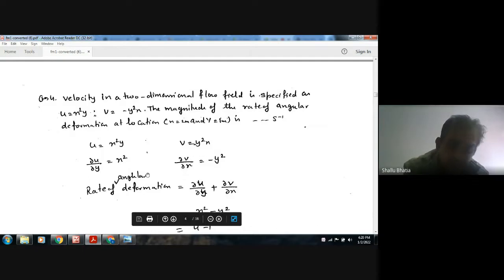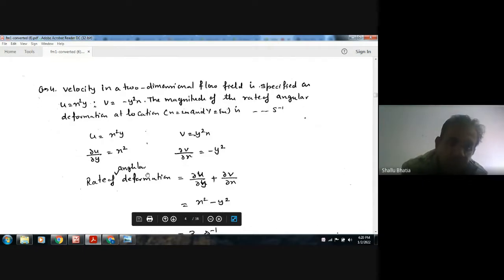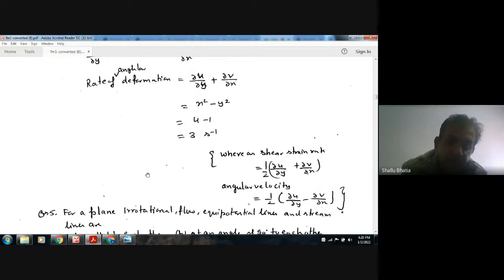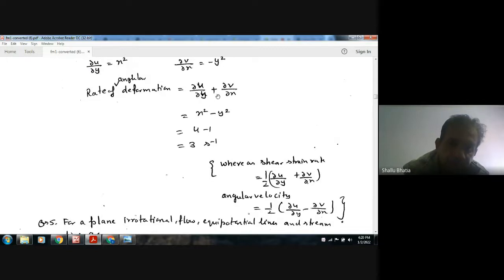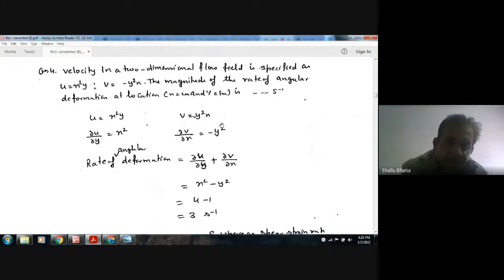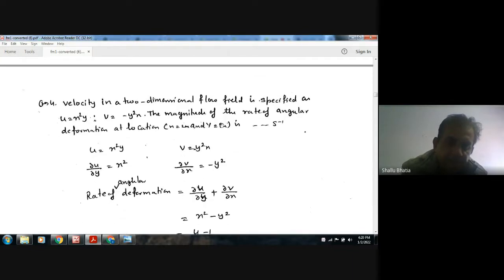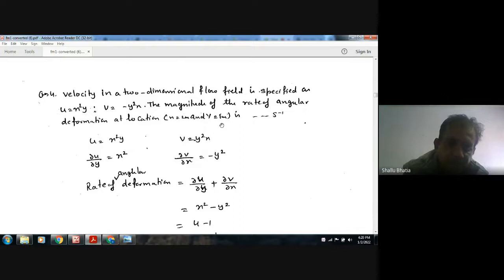But angular velocity is half of this; sorry, rate of shear strain is half of this. Rate of angular deformation is this, which will be x square minus y square. At x equal to 2 and y equal to 1, we have this rate of angular deformation.